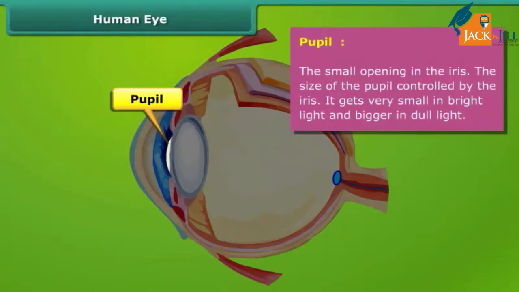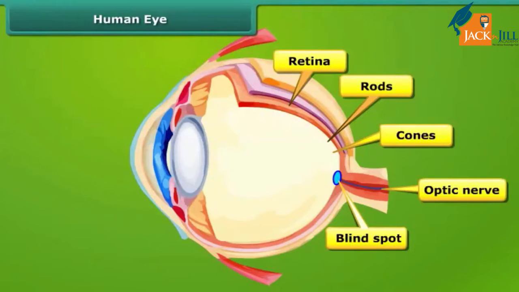Pupil. Pupil is the small opening in the center of the iris. It allows light to enter the retina. It appears black in color because most of the light entering the pupil is absorbed by the tissues inside the eye. The size of the pupil is controlled by the iris. It gets very small in bright light and bigger in dull light to enable the appropriate amount of light to enter. To know more, click on the labels.